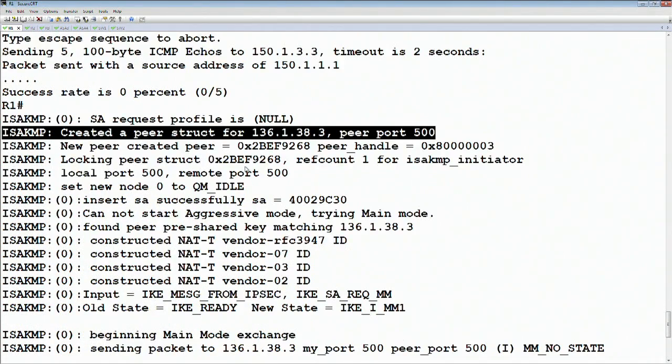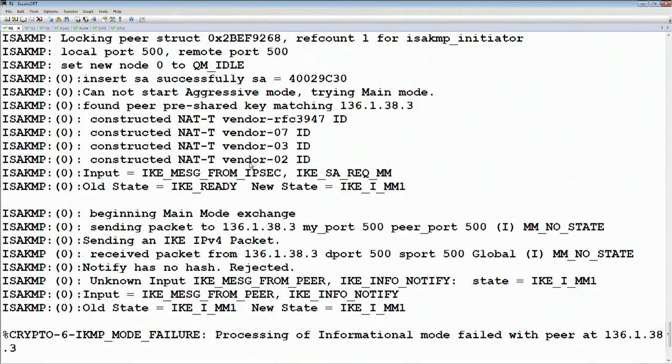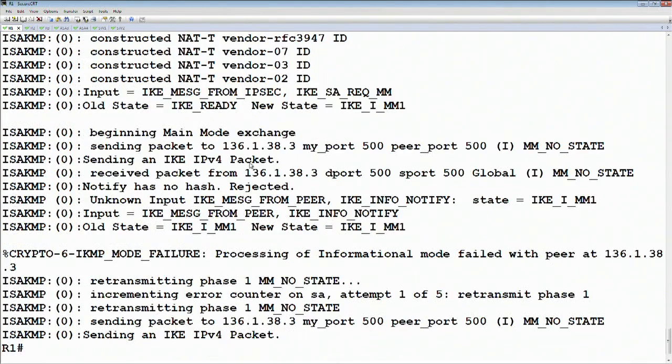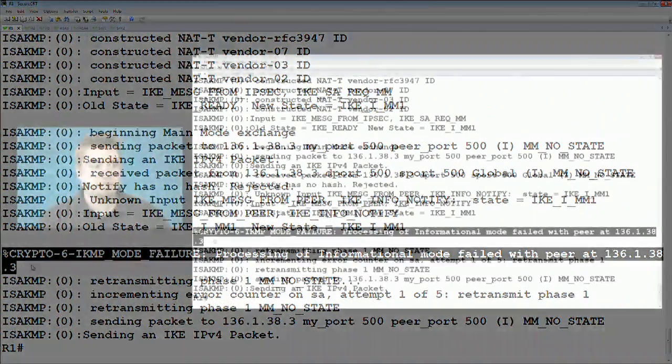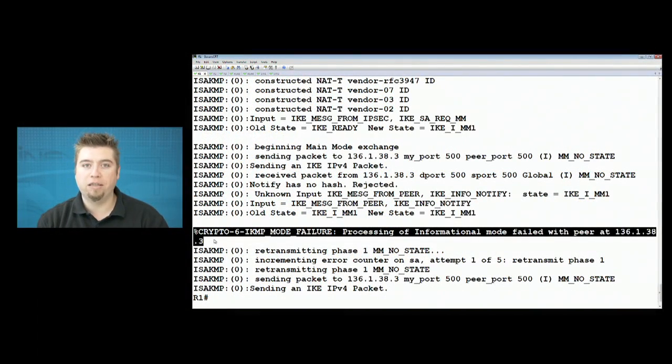What we want to do here is see that we have a response back in from router 3. Now from the initiator of the tunnel, we'll see that the output of the debug is going to be different than the receiver or the responder of the tunnel. From the initiator, there's not really much that you can tell when you're looking at a failure in negotiation, other than this output here. It says processing of informational mode failed with the peer with this address. This doesn't tell us what the problem is, it's more just saying that there was a problem in negotiation. So to figure out where exactly the problem was, we need to look at the other side.